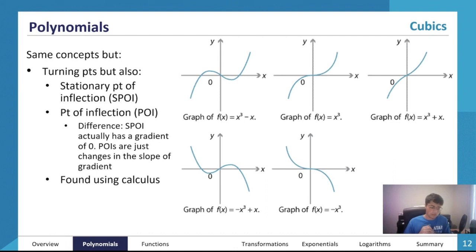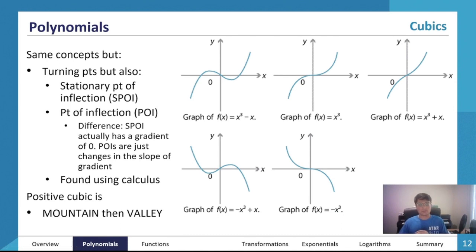The other thing you want to be familiar with is the general shape of a cubic. You can see here, it's nothing like a quadratic, right? Whereas quadratics are just going down, then going up, or going up and then going down, cubics have a particular characteristic shape. It's a mountain. You can see a mountain there, and then a valley.